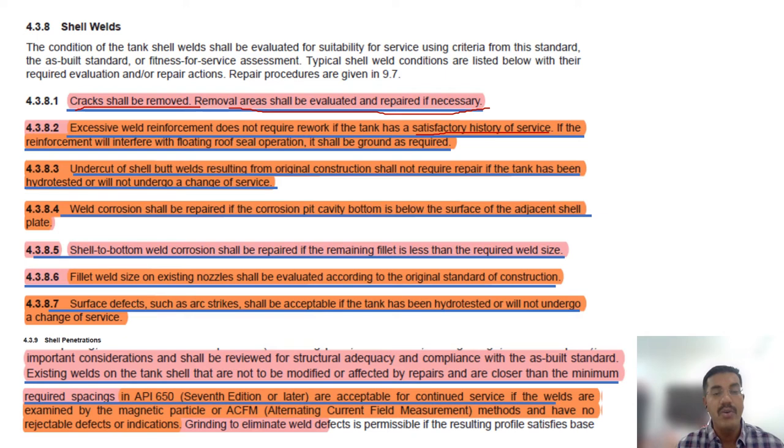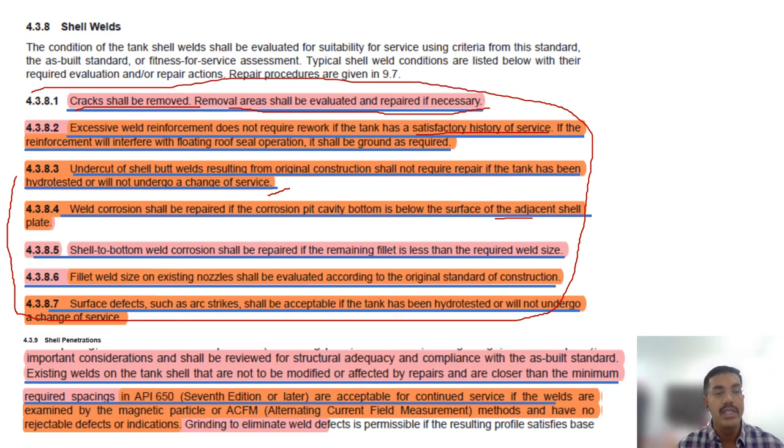Undercut on shell butt welds resulting from original construction shall not require repair if the tank has been hydro tested or will not undergo a change of service. Okay. Weld corrosion shall be repaired if the corrosion pit cavity bottom is below the surface of adjacent shell plates. So there are some minimum requirements which we have to find out during welding, the welding requirements for the shell plates weld.